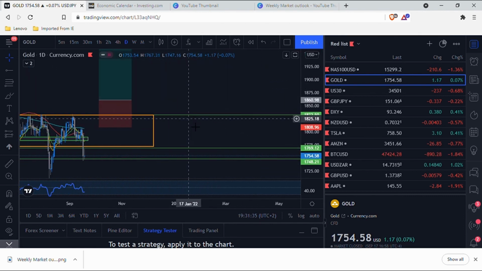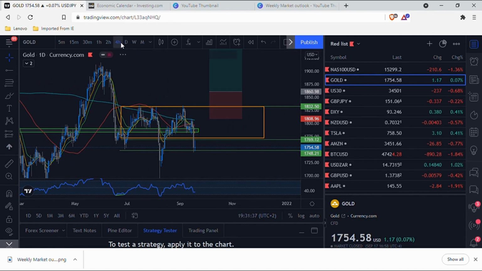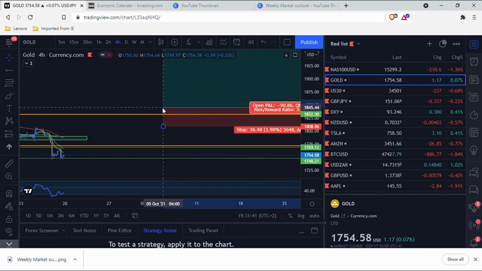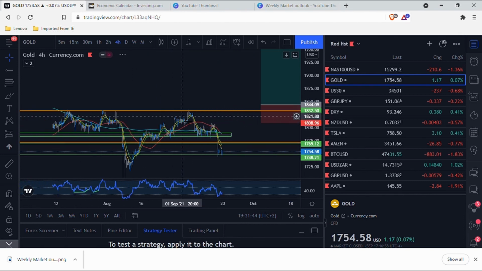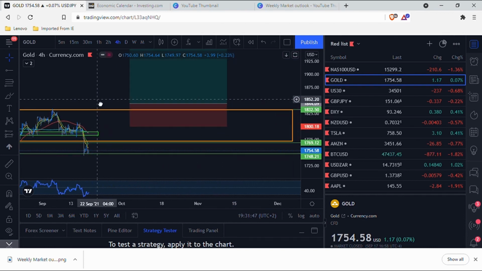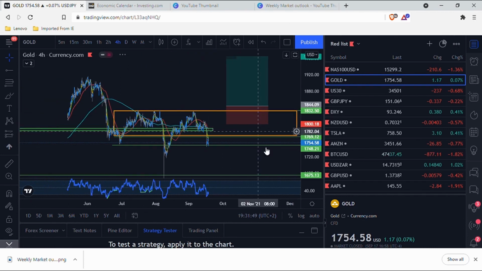I could even go as far as scaling down to a 4-hour to find a better entry, which can actually be lower down as well. That's actually perfect. I'd make my stop loss here. That would be my buy sentiment, right?